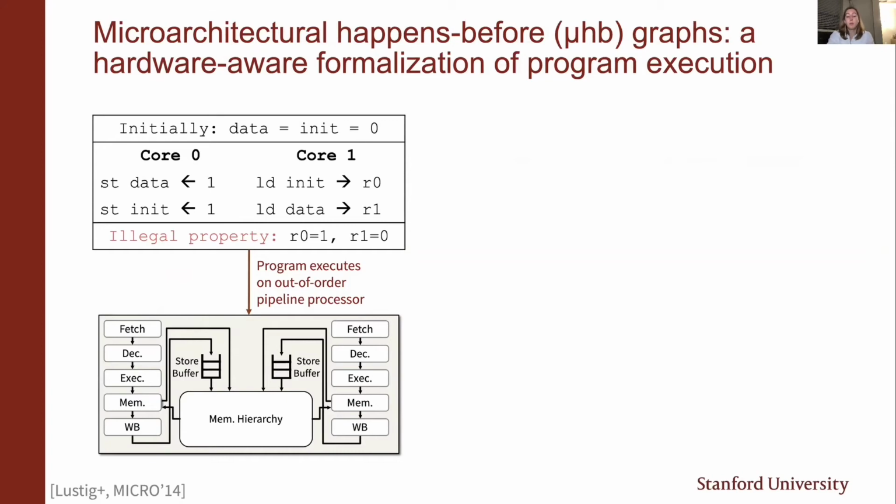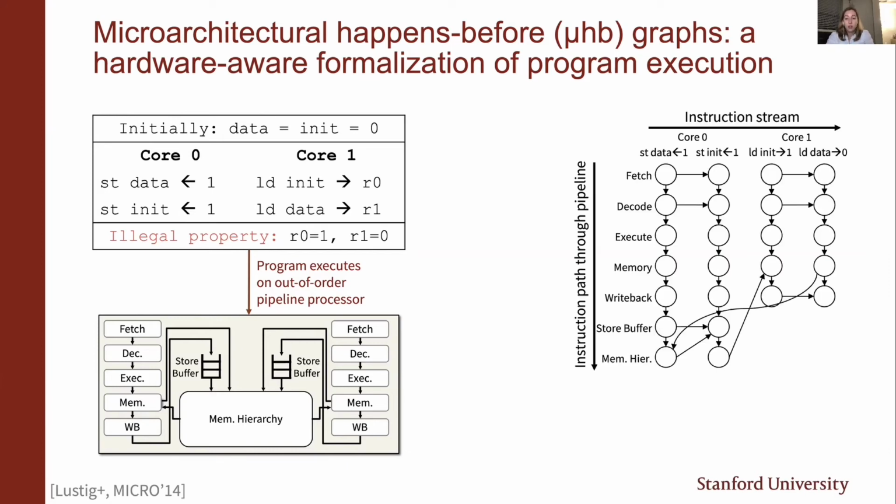So going back to our program example from before, where we have a store to a data variable, followed by a store to an init flag on core 0, and then a load of this init flag followed by a load of the data on core 1, we want to determine if the illegal correctness property at the bottom of the program can ever be violated when the program runs on this pedagogical 5-stage out-of-order pipeline processor design. This property corresponds to the case where core 1 observes the init flag has been set, yet observes stale data.